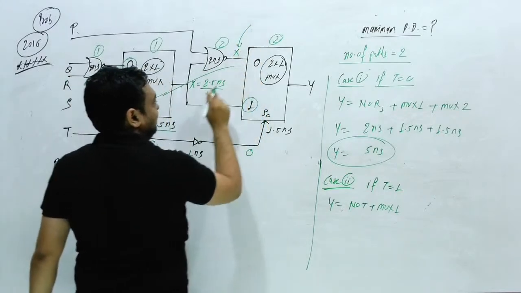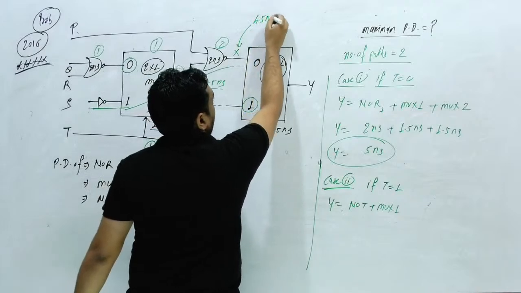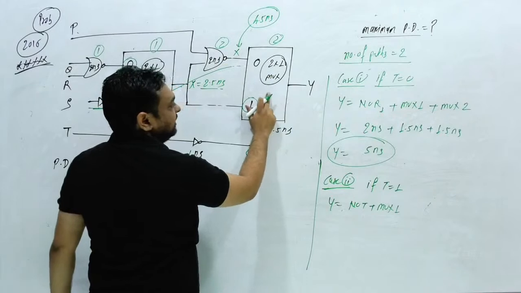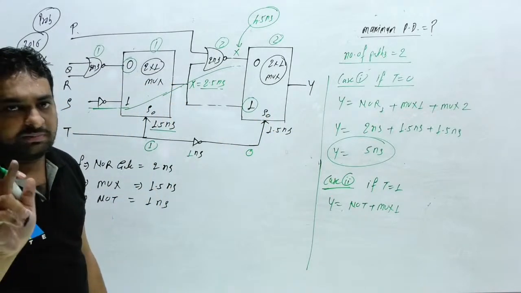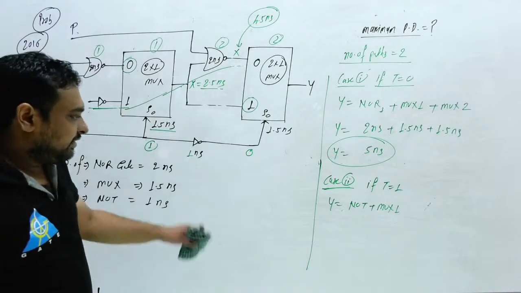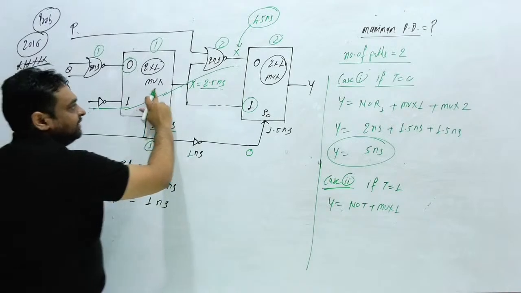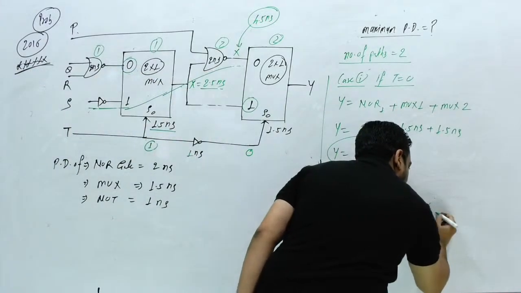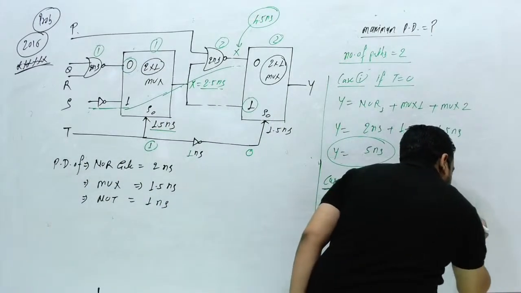So this x you will get at 2.5 nanosecond plus this delay. This is nothing but 4.5 nanosecond. And when you get this x at the output after this delay of 1.5 nanosecond, 4.5 plus 1.5 is 6 nanosecond. Clear? So what I can write: this is the first gate, the mux number 1, plus NOR number 2, plus mux number 2.